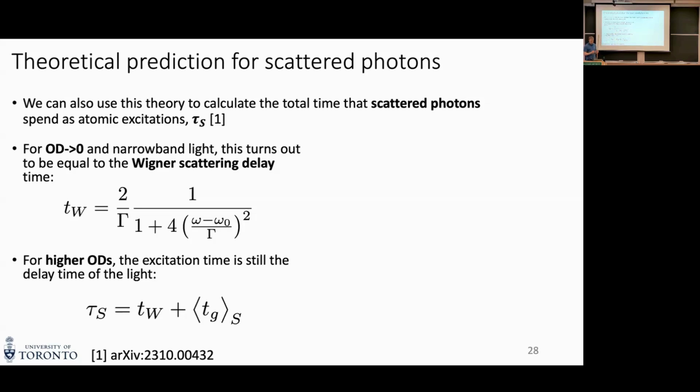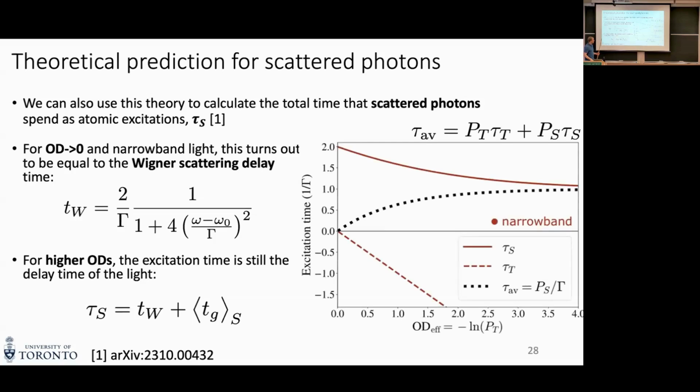And so you can picture a photon propagating through a medium. It has to propagate some distance before it eventually scatters. And if you just add that propagation delay to the scattering delay, you get the total delay of that photon. Okay, so here I'm showing the 2 excitation times, for scattered and transmitted photons, as a function of the effective OD, so basically the negative log of the transmission probability. And on this axis, the average excitation time is given by these black squares. So scattered is the solid curve.